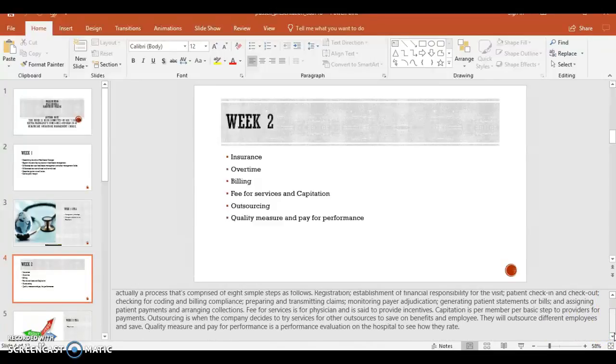Outsourcing is when companies decide to try services from other outsources to save benefits and employees. They will outsource different employees to save. And quality measures and pay for performance is a performance evaluation on the hospital to see how they rate.